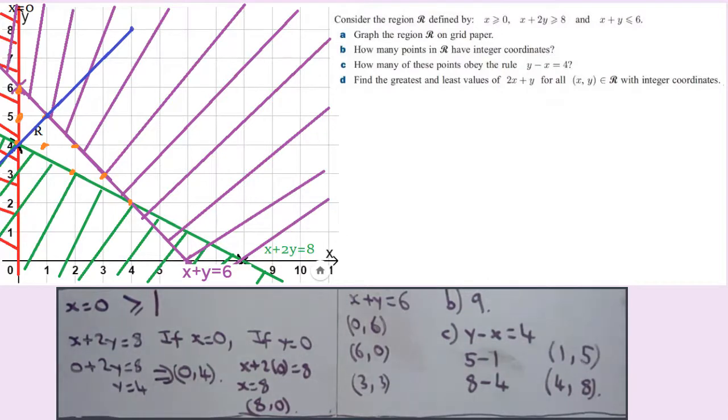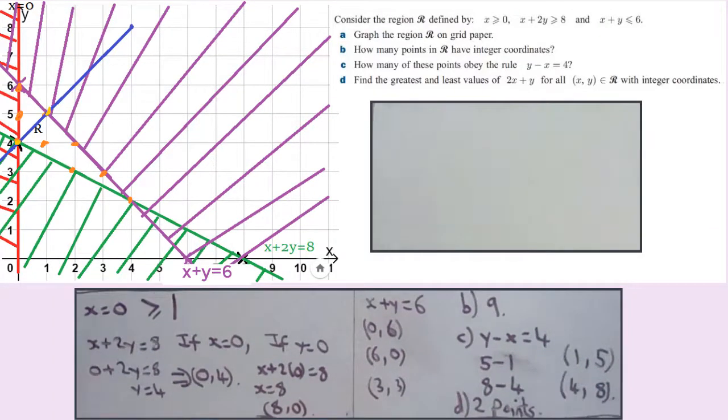I'll just go over my orange points again. I've passed through a point there and a point here. So it looks like two of those integer points in the region obey the rule y minus x equals 4, because they are on the line y minus x equals 4. You could potentially check. Here y is 5 and x is 1, so y minus x is 4. And here y is 4 and x is 0, so 4 minus 0 is also 4. So the answer to part D was 2 points.